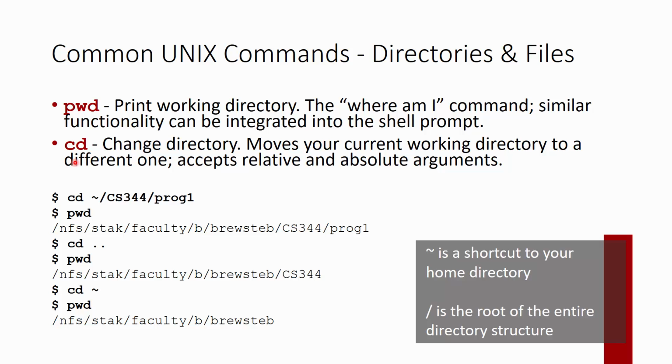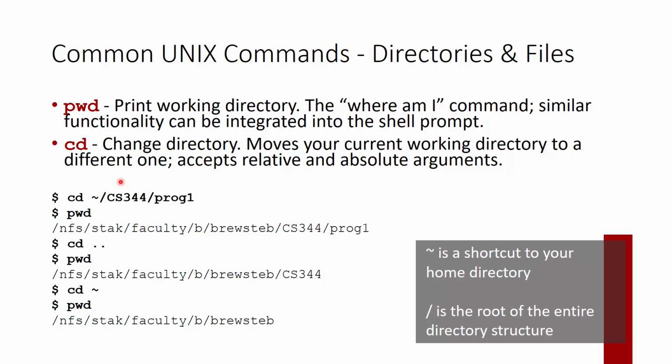cd is used to change your current working directory, and it'll allow you to move directly to an absolutely specified directory, or you can move relative to where you are. So let's look at a little example here. At the top line, I type cd ~/cs344/program1. The tilde is a shortcut to my home directory. So it says, all right, I want to go to my home directory and then down into a directory called cs344. And note, Unix, Linux, all these are case sensitive.